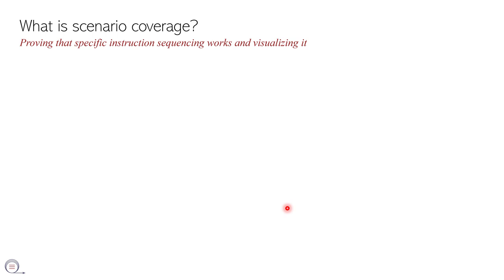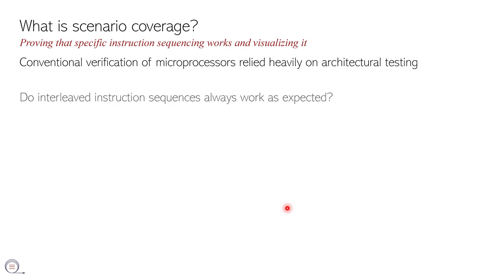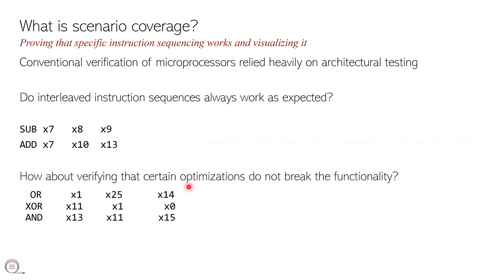What is scenario coverage? Proving that specific instruction sequencing works and visualizing it. So for example, conventional verification relies heavily on architectural testing. And if you were testing assembly programs like this, you're going to be checking specific traces, right? Specific sequences. But how about verifying that certain optimizations do not break the functionality? For example, is forwarding working correctly if you're sharing registers between consecutive instructions? So there is a lot of subtle behavior that can emerge from optimizations in the core, and can it destroy the interplay of different instructions?